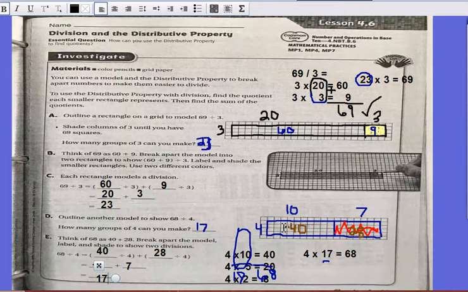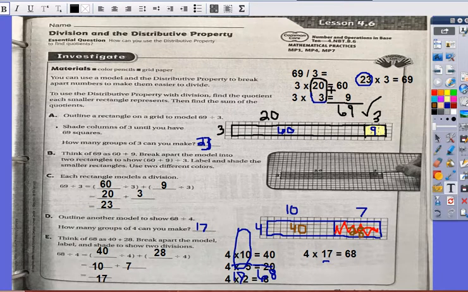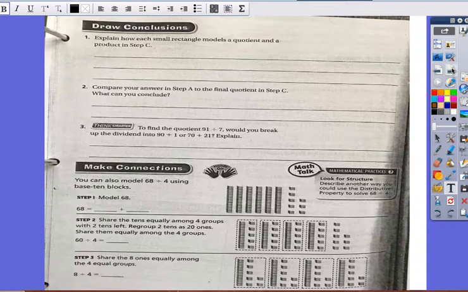Okay, then I used that information over here and put it into the distributive property to make sense. So I took 40 and divided that by 4. Then I did 28 and I divided that by 4. So I'm taking pieces of 68 here. Then once I got those 2 answers, I added them up, and that was 17. Okay, let's go to the next page. A lot of explaining to do.